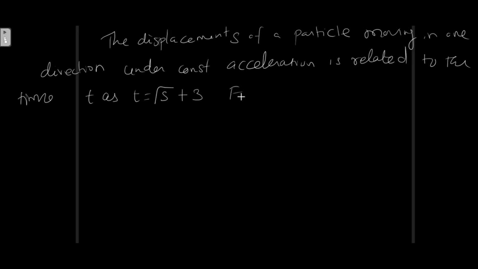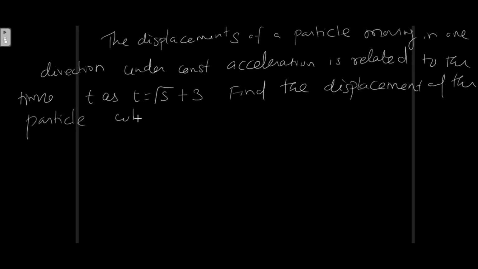Find the displacement of the particle when velocity is 0. Here, the time is equal to root s plus 3. The given equation is t equal to root s plus 3. We are asked to find what the displacement is when the velocity is 0.